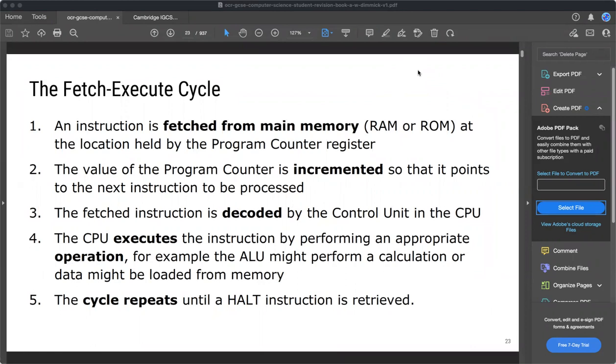So we are saying the fetch execute cycle again and again, and definitely in your mind you are thinking, what is the fetch execute cycle? What is the work of this cycle? So now let's discuss the fetch execute cycle. An instruction is fetched from main memory, RAM or ROM, at the location held by the program counter register. Now listen to me very carefully.